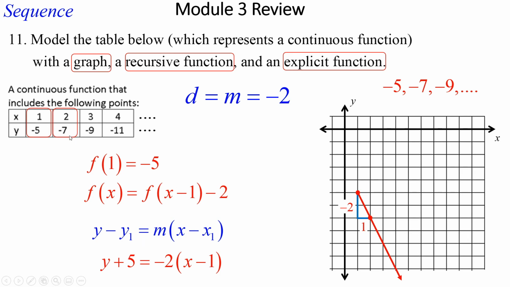So here we have, they gave us a table for a continuous function beginning at the point x equals 1, y equals -5. They asked us to graph it. This is the perfect graph over here on the right. They asked for our recursive formula, the 4 doors, remember, and then the explicit formula. And on the explicit, we had to use point slope instead of slope intercept because our first point was at x equals 1. We did not have an x equals 0, meaning we did not have a y-intercept.